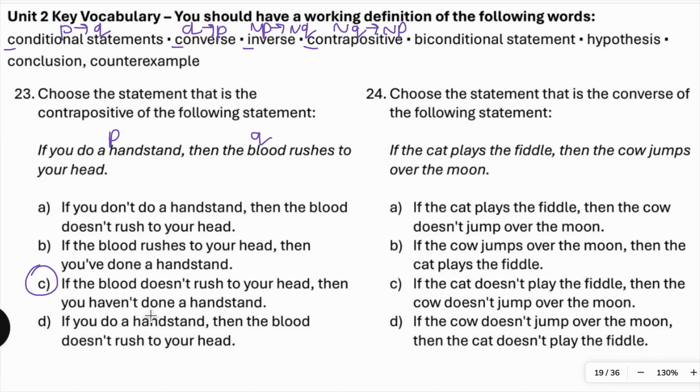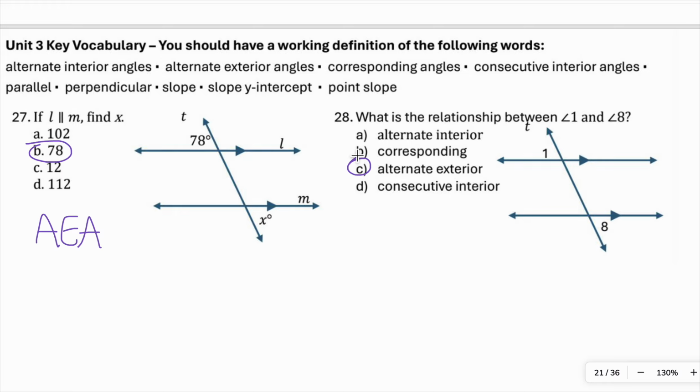Unit 3, we're going to skip right along now to our vocabulary here. This is what we just took a test over. So we have alternate interior, alternate exterior, corresponding angles, consecutive interior, parallel, perpendicular, slope, slope-intercept, and point-slope form. Number 27, if L is parallel to M, then we can say X is also equal to 78 degrees using the alternate exterior angles theorem. What is the relationship between angles 1 and 8? Those are going to be C, alternate exterior angles.